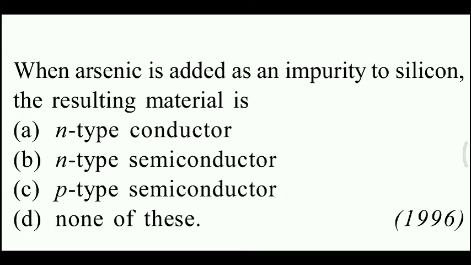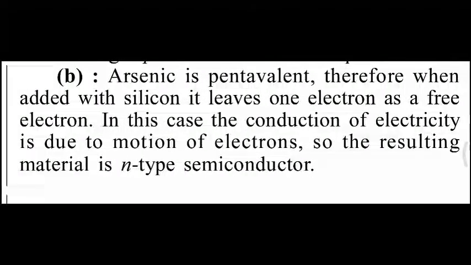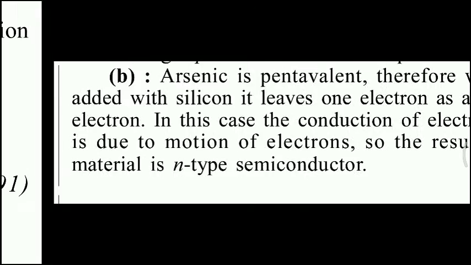When arsenic is added as an impurity to silicon, the resulting material is an N-type semiconductor, P-type semiconductor, or none of these. Yes, N-type semiconductor. Arsenic is pentavalent, therefore when added to silicon it leaves one free electron. Conduction of electricity is due to motion of electrons, so the resulting material is an N-type semiconductor.